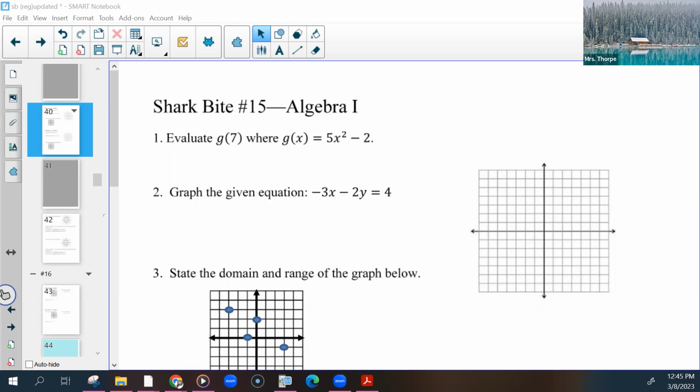Okay, on the shark bite, which questions did we want to see, go over, have questions about? Three. Any others? 5, I guess. Okay.